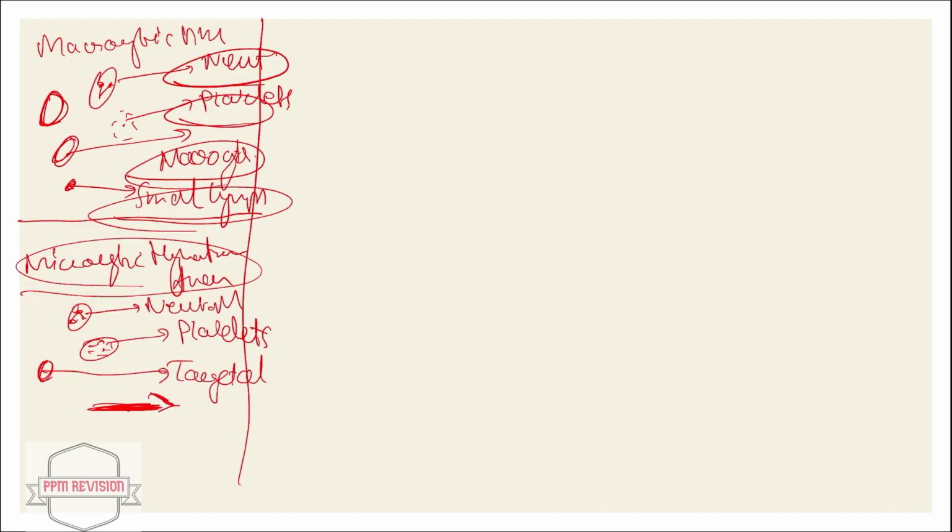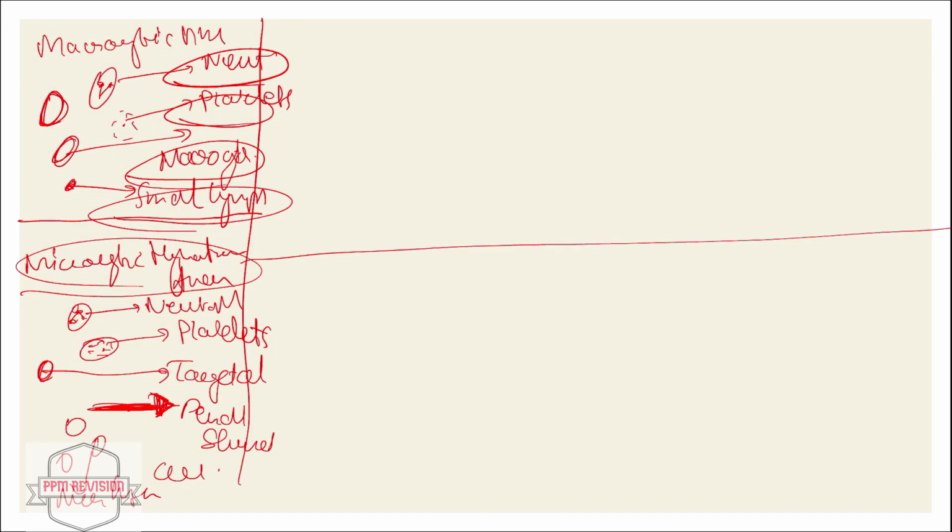There's a pencil shaped cell. This is all microcytic hypochromic anemia. This is a pencil shaped cell, and there's microcytic hypochromic RBC. Okay, since I've drawn it small, I will draw just the two diagrams again in a bigger fashion.